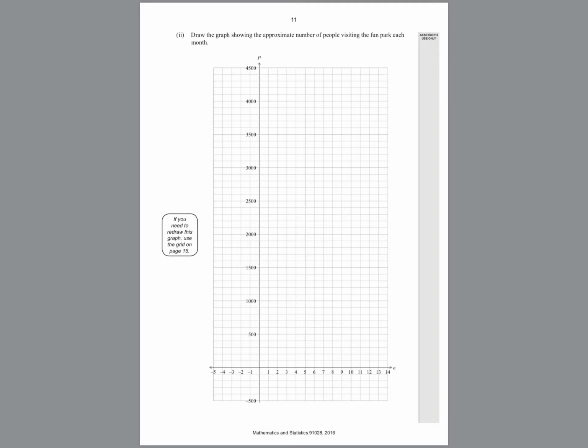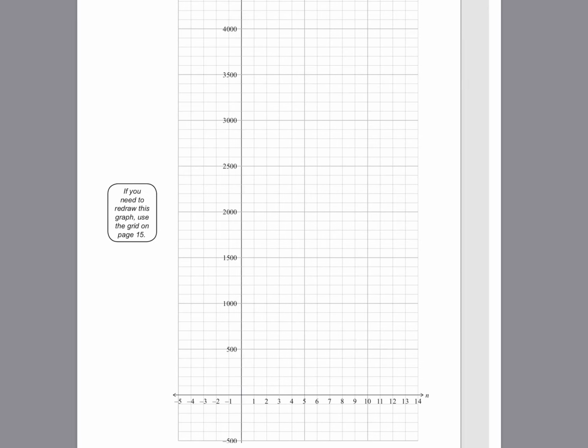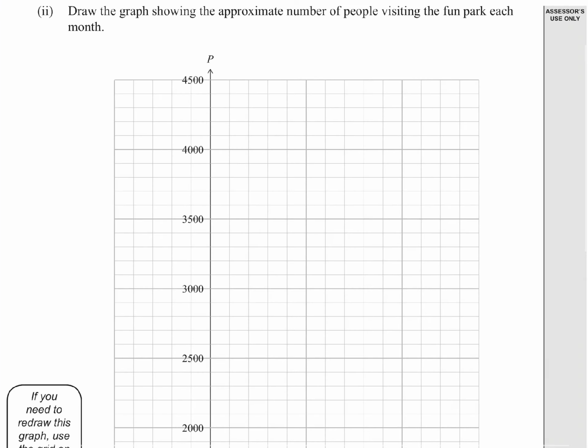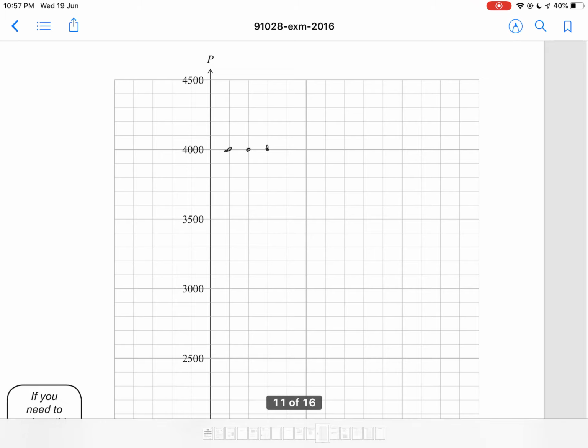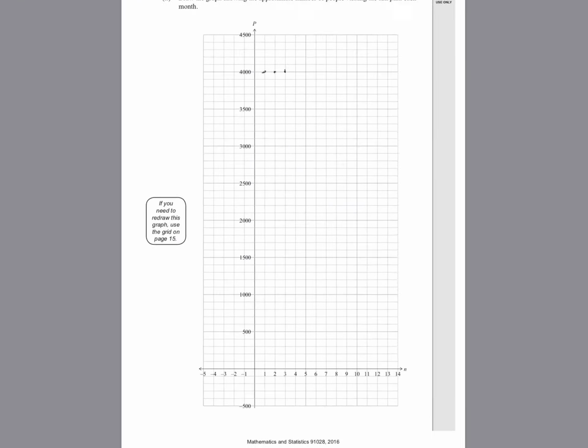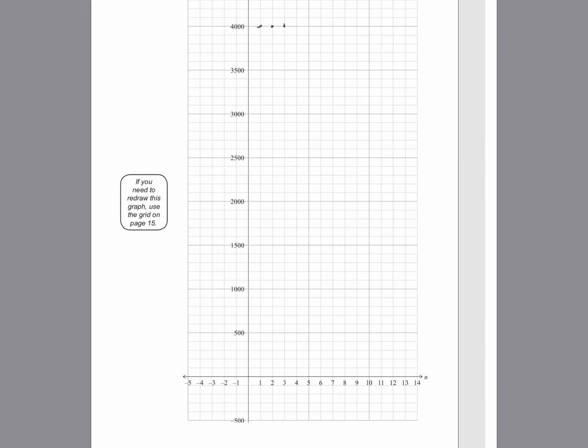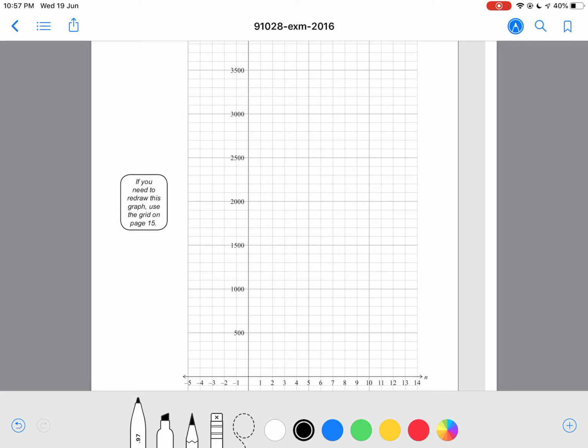Draw the graph of the appropriate number of people visiting the fun park each month. We're going to start off with the first 3 months. The first 3 months stay constant at 4,000. Then it drops down to 3,400, so 3,400 should be here. Then it drops to 2,890, should be around here.